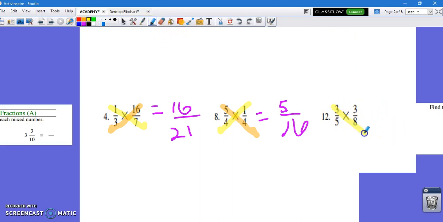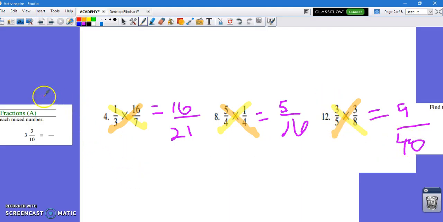Last time, reduce diagonally. 5 and 3 are not going to reduce. 3 and 8 are not going to reduce, so I know I can just multiply straight across. 3 times 3 is 9. 5 times 8 is 40.